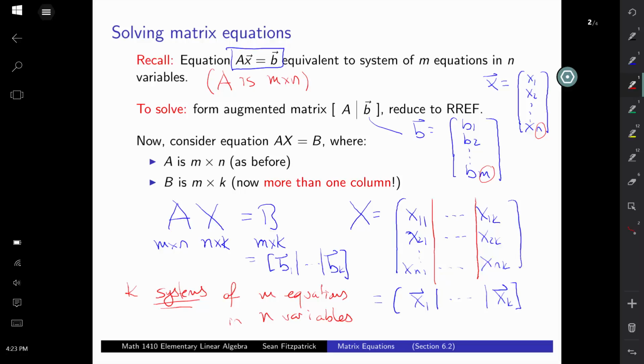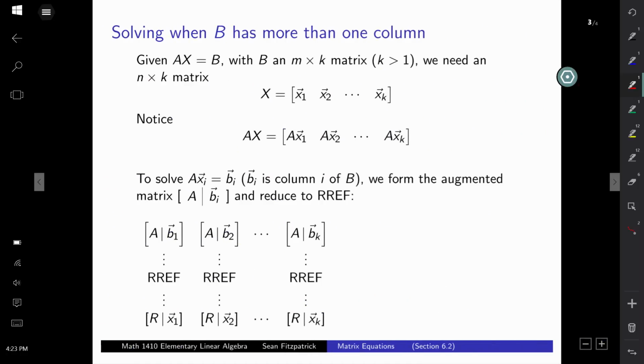It's not as bad as you might think, though, because notice that every single one of the systems has the same coefficient matrix. This matrix A is the matrix of coefficients in each case, and we know that it's the matrix of coefficients that dictates what our row operations should be. That means that for each one of these k systems, we're going to do the exact same series of row operations. So we try to do this systematically.